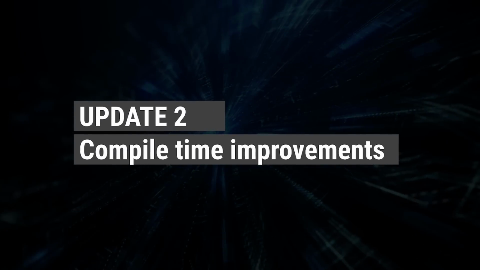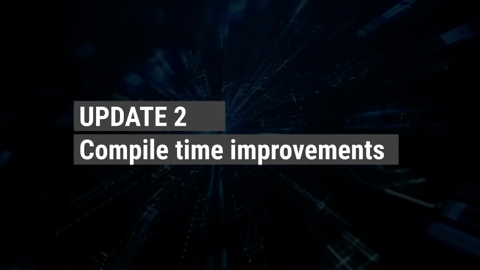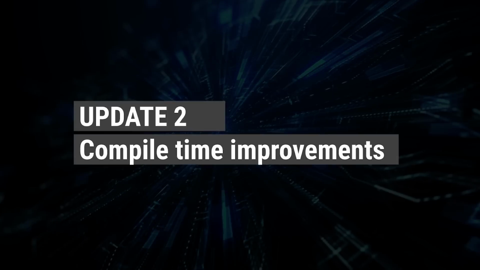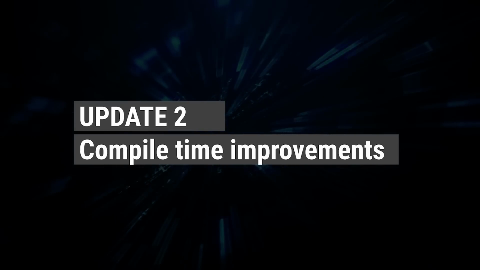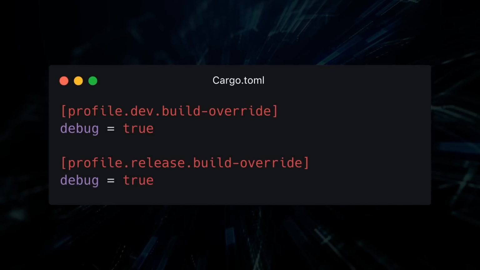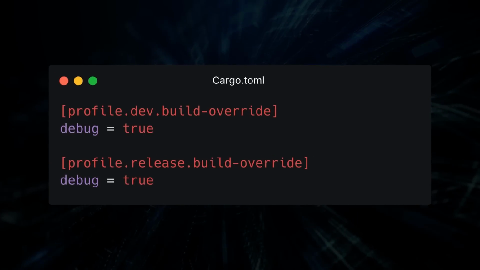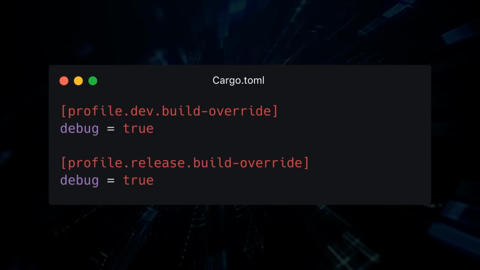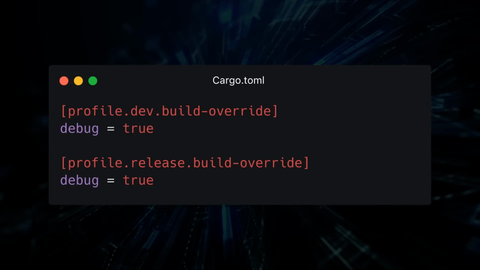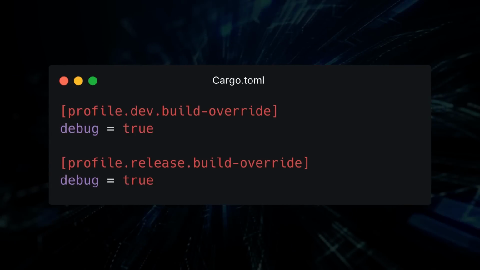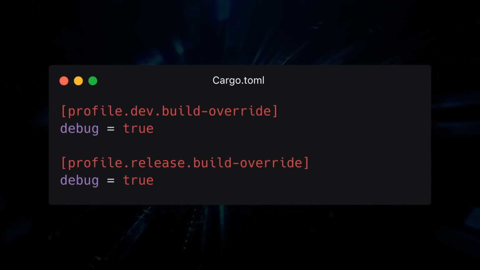Next, let's talk about compile time improvements. As of this release, Cargo now avoids emitting debug information in build scripts by default, which should improve compilation speed. This will have no visible effect when build scripts execute successfully. However, if you want to include debug information to debug a failing script, then you can add this snippet of code to your cargo.toml file.